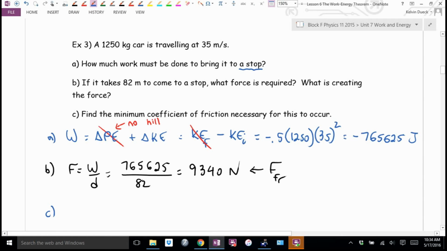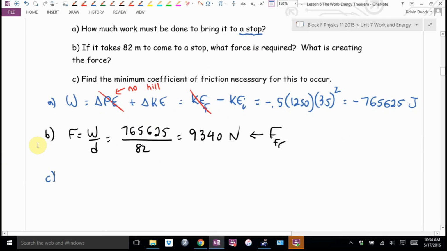Ty, what's part C want me to find? What did we find in part B? Which force? Oh, this, okay. You know what?